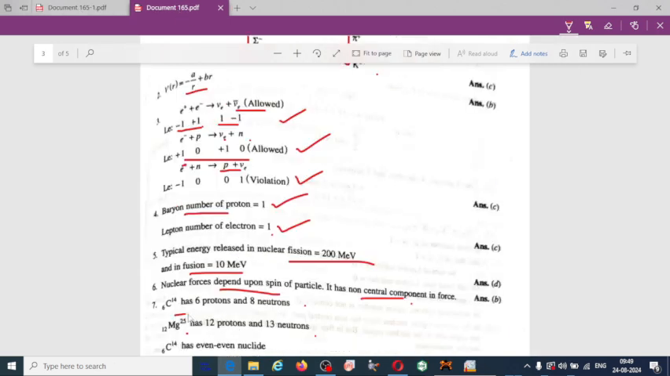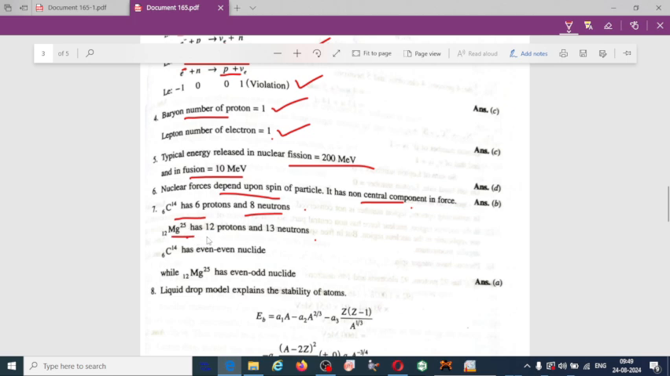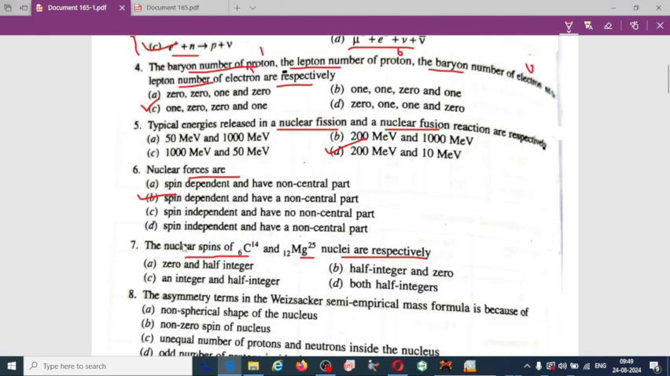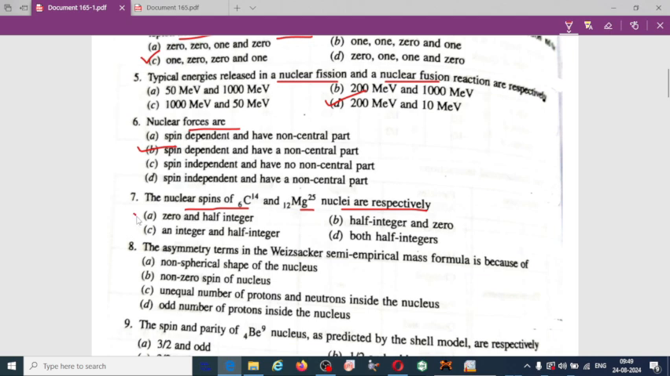Carbon-14 has 6 protons and 8 neutrons. Magnesium-25 has 12 protons and 13 neutrons. So carbon is an even-even nucleus and magnesium is an even-odd nucleus. Then option A is correct: spin 0 for carbon-14 and half-integral for magnesium-25.